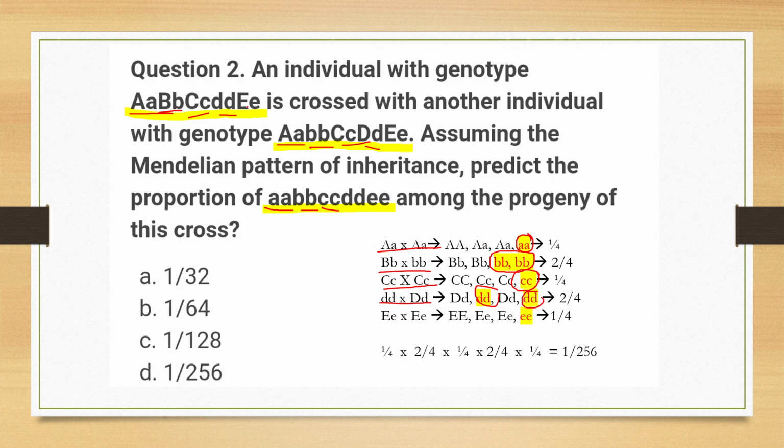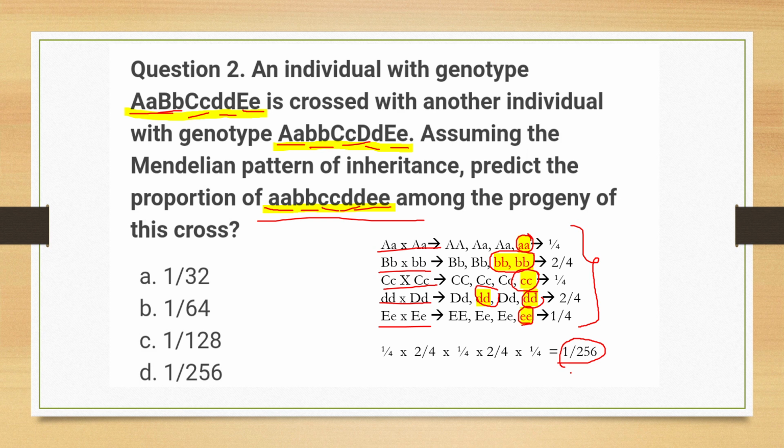Then capital E small e is crossed with capital E small e, and you can find only one small e is here. Okay, so now you have to cross all the required proportions of each gene to find out the proportion of these genotypes in the offspring. So we have multiplied these proportions, and we have found that the proportion of small a, small b, small c, small d, and small e genotype containing offspring is 1 out of 256.